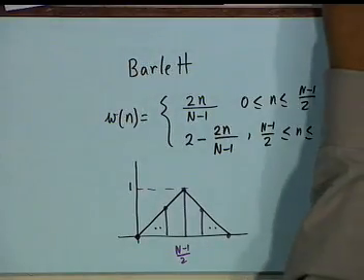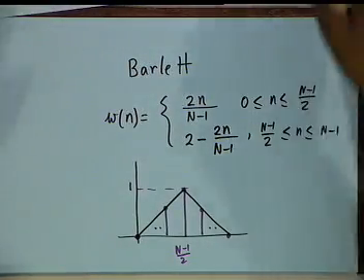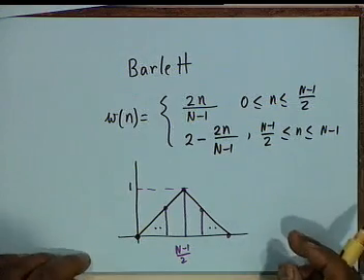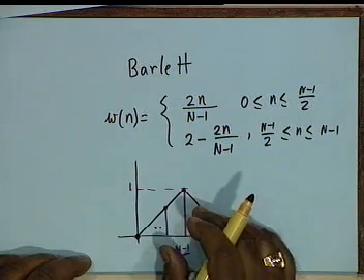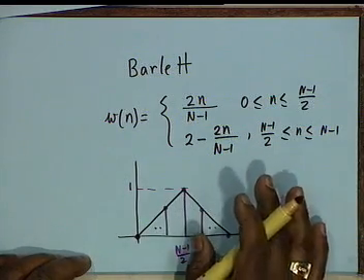A distinctive feature of the Bartlett window is that being triangular, because of the shape, it is very simple to calculate. Number 2, the spectrum is always positive, that is the pseudo magnitude is positive, it does not undershoot.